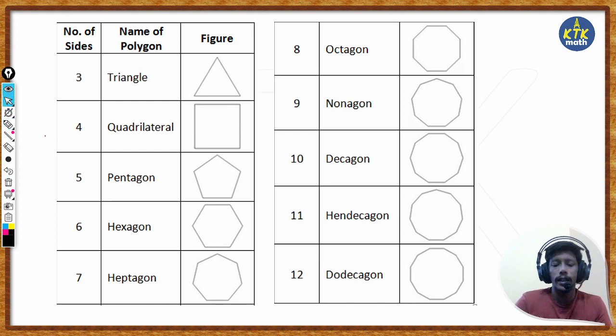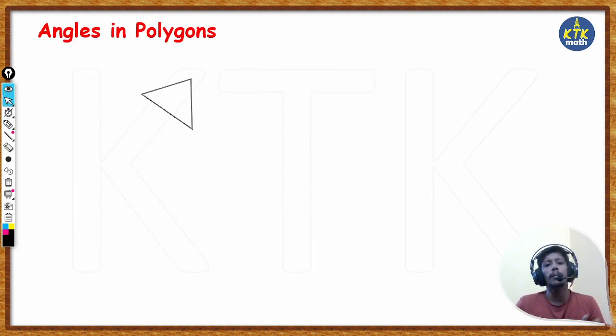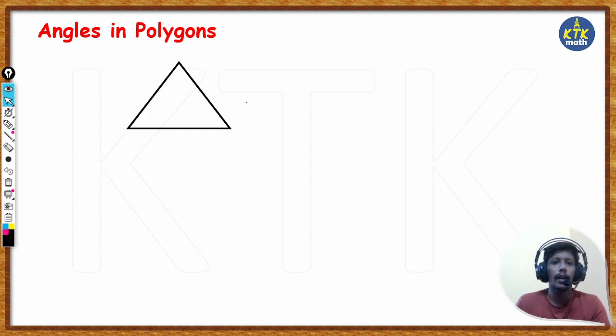Now check out here. Just consider a triangle first. Just now I told you, how many sides are there? A three-sided shape. You have only one triangle and your angle sum is going to be 180. That is the sum of interior angles. Sum means total. We know the property.